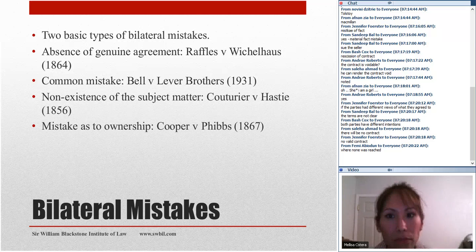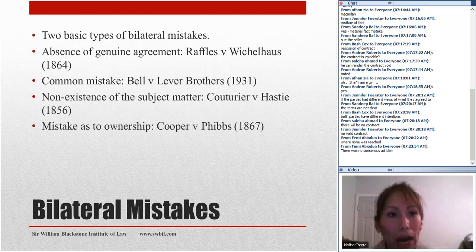Okay? Now let's talk about another situation of bilateral mistake, which is common mistake. And the case that illustrates this is the case Bell versus Lever Brothers. What do you understand by common mistake?